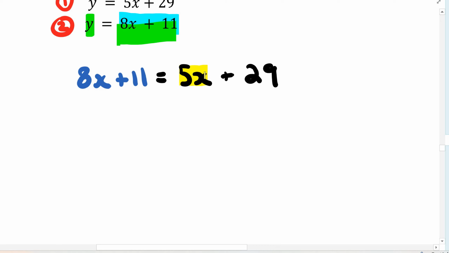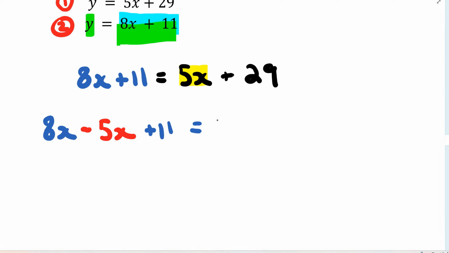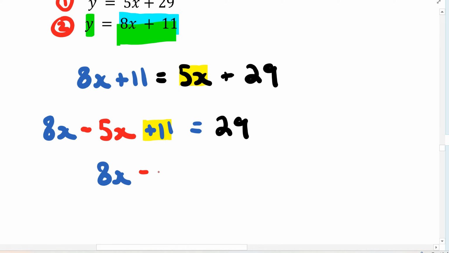So we have 5x. It's positive 5x. If I bring that positive 5x to the left-hand side, it becomes negative 5x. And then if I take a look at this positive 11, if I bring that to the other side, since it's positive, it becomes negative 11.